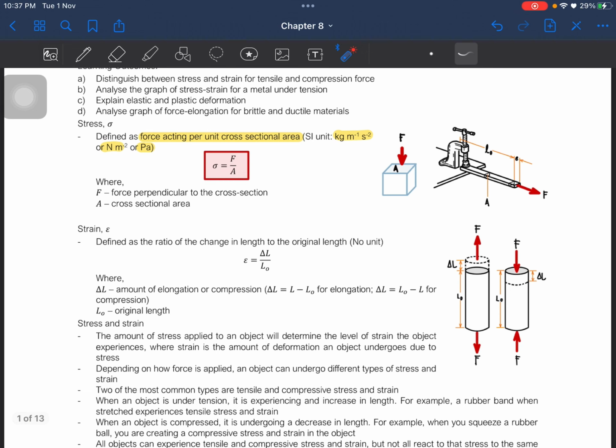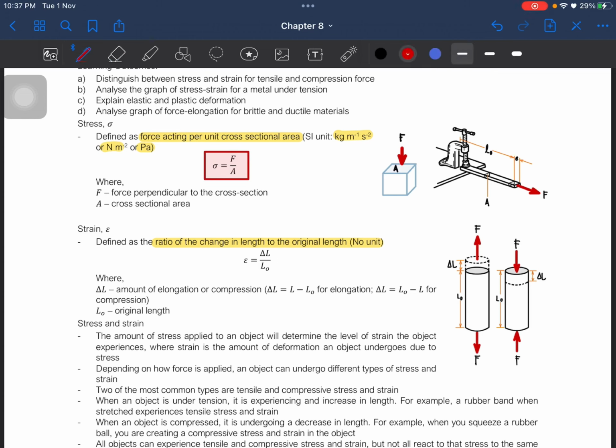So strain, on the other hand, has a symbol of epsilon. So it is defined as the ratio of change in length to the original length. So it does not have any unit. Why does it not have a unit? Because if this is m, they cancel each other. Okay, so that's why they don't have unit.